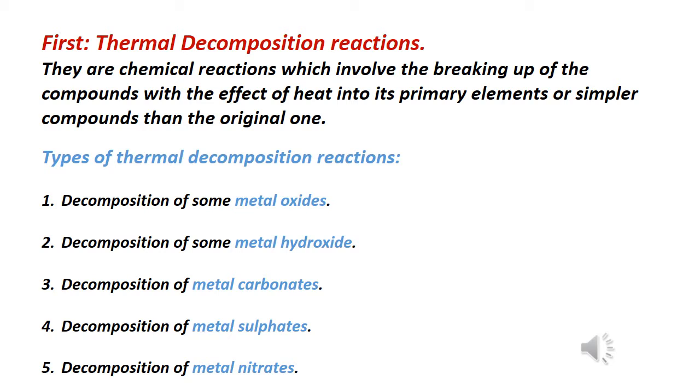First, thermal decomposition reactions. They are chemical reactions which involve the breaking up of a compound with the effect of heat into its primary elements or simpler compounds than the original one. Types of thermal decomposition reaction: decomposition of some metal oxides, decomposition of metal hydroxides, decomposition of metal carbonates, decomposition of metal sulfates, and decomposition of metal nitrates.